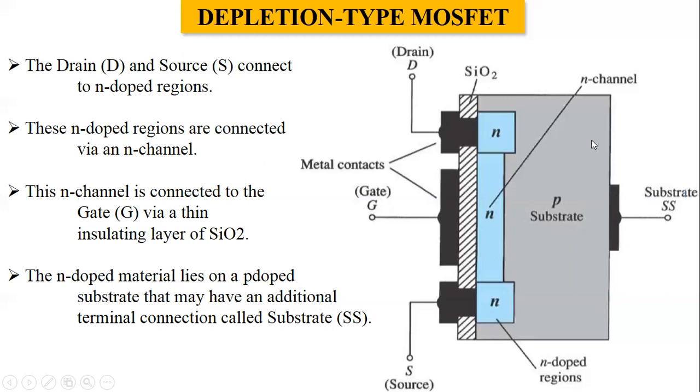These are the terminals of the depletion type MOSFET: drain, gate, and source. The gate controls the current flowing between drain and source through the N channel. So this is the N channel depletion type FET. But remember, between the gate and the channel we have an insulating material, silicon dioxide. That is why we call it metal oxide field effect transistor, that is MOSFET.